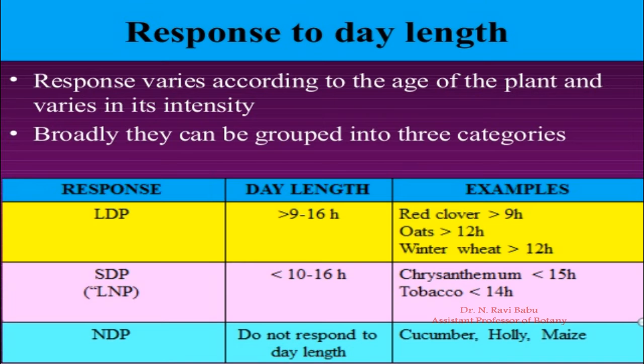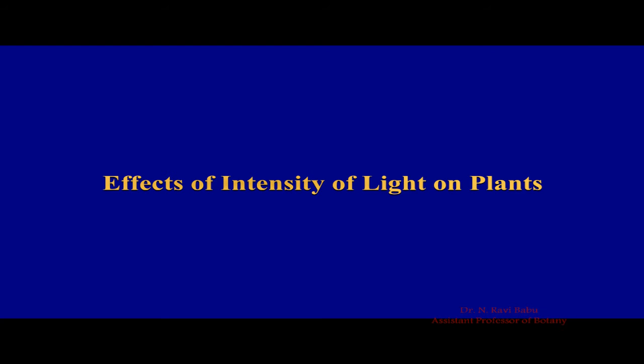Dear friends, light is subject to cyclic fluctuations in intensity, depending upon the altitude, the latitude, seasons, and climatic conditions.